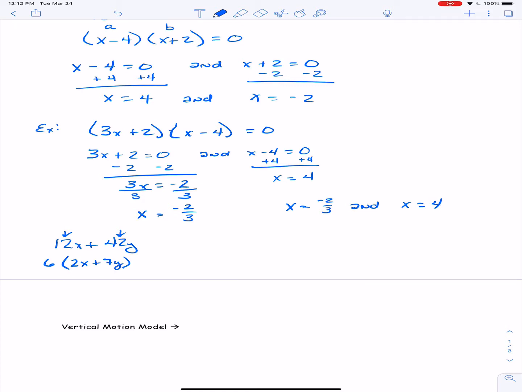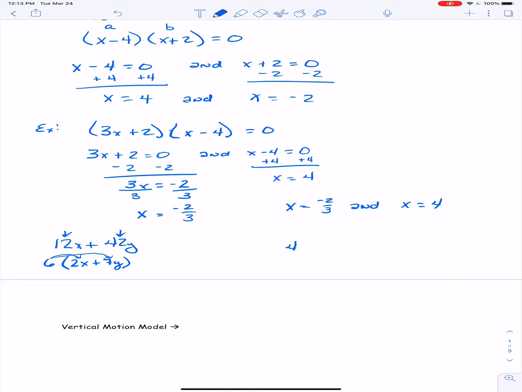Okay? And this should look like a distributive property problem for you. So in order to check your answer, you can go 6 times 2x gives you 12x. And then 6 times 7y gives you 42y. So I know that I've factored it correctly. So let's look at another problem.